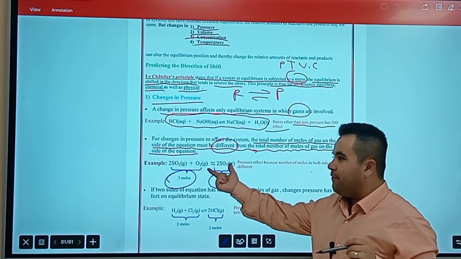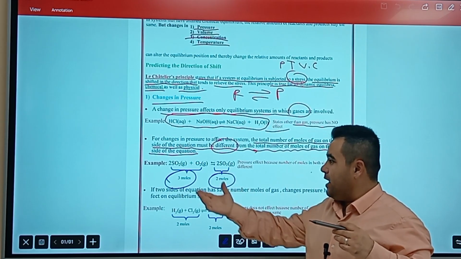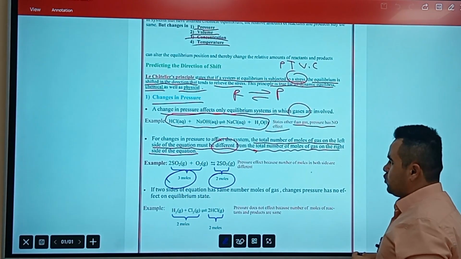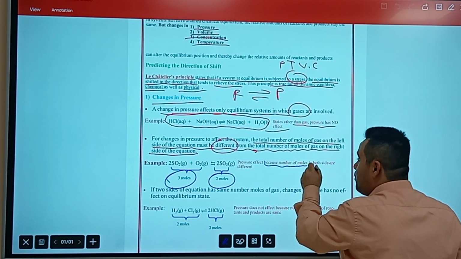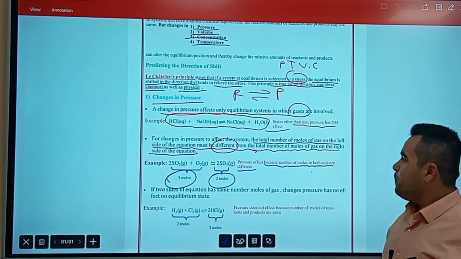Why? Because we have gases, the reaction is a gaseous reaction, and the moles of the reactant differ from the moles of the product. So pressure has an effect because the number of moles on both sides is different.